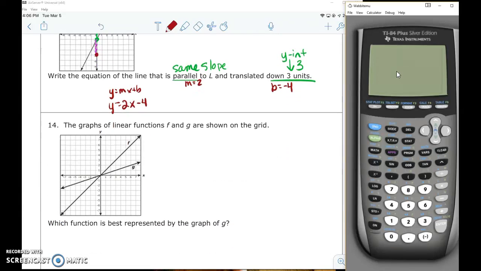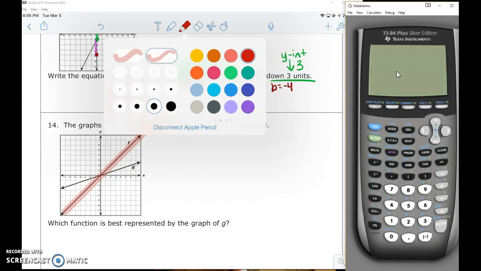The graphs of the linear functions f and g are shown on the grid. Okay, I'm going to make f red and g yellow.